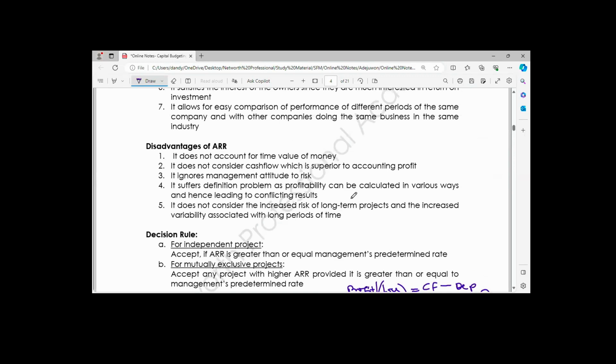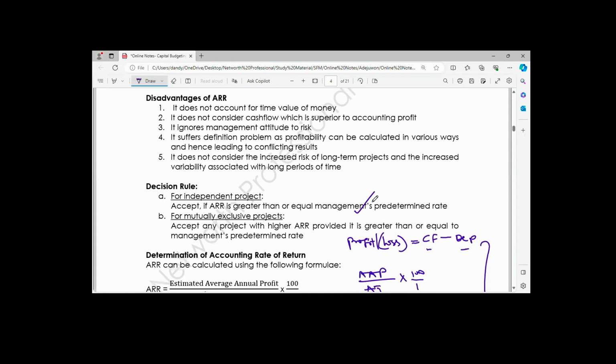For independent projects, accept if ARR is greater than or equal to the management's predetermined ARR. That is, if your calculated ARR is greater than or equal to the management's predetermined ARR. Then B, for mutually exclusive projects, accept the project with the higher ARR, provided it is equal to or greater than the management predetermined ARR.